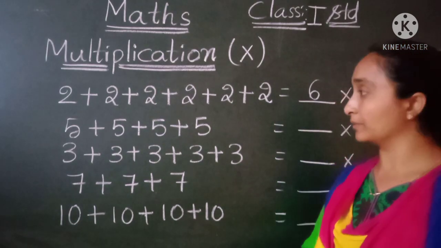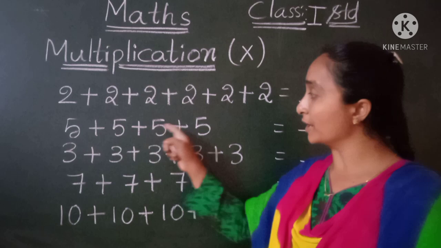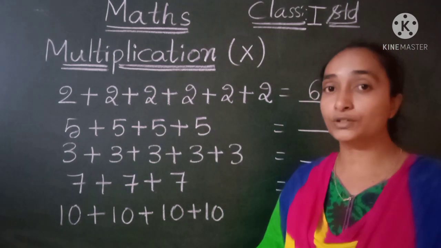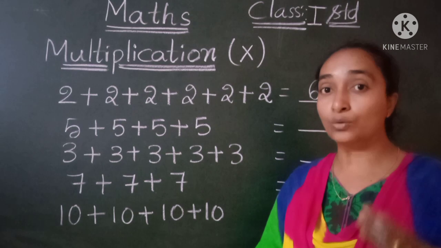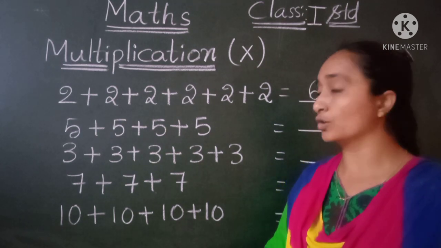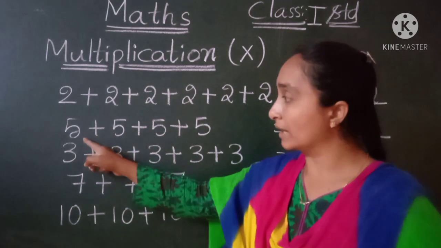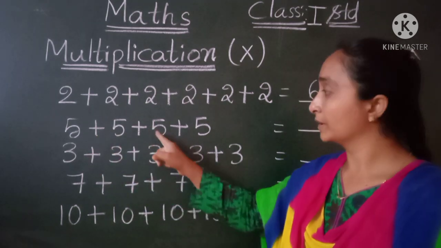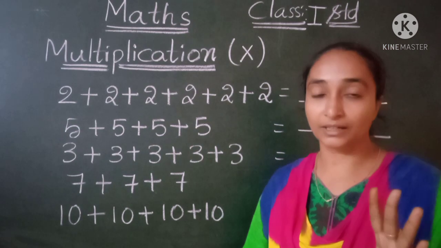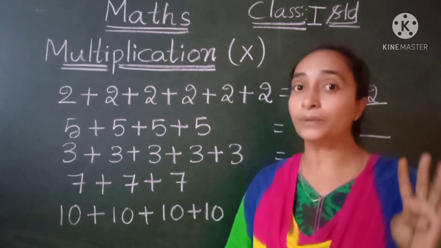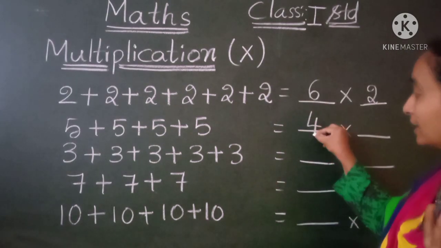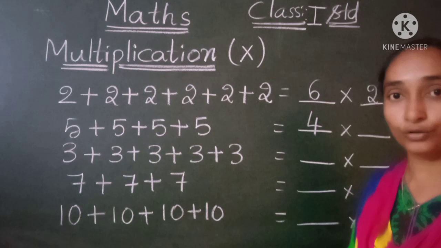Now coming to the second one. So here 5 plus 5 plus 5 plus 5. So first of all, what we have to do is count the groups first. Okay, children, the groups we have to count. How many are there? 1, 2, 3, 4. That means 4 groups are there. So first of all we have to write the number of groups, 4. So the first blank here we will write with the groups. 4 groups are there.